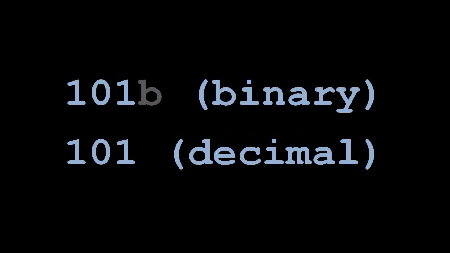To distinguish a written binary number from a written decimal number, we typically just stick a b at the end of the number, either uppercase or lowercase, though I generally find lowercase b stands out better because it doesn't look like an 8.